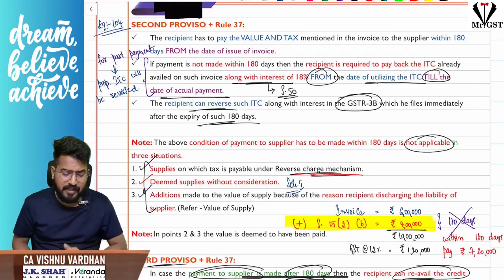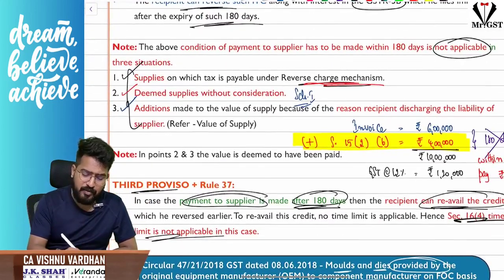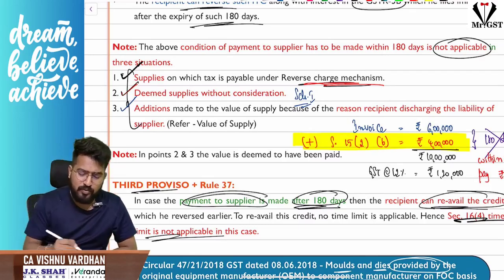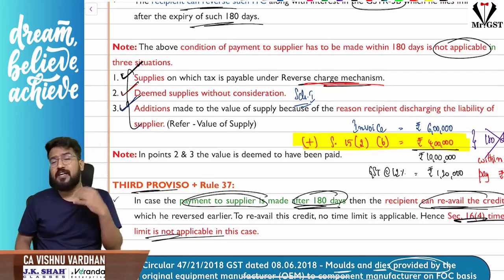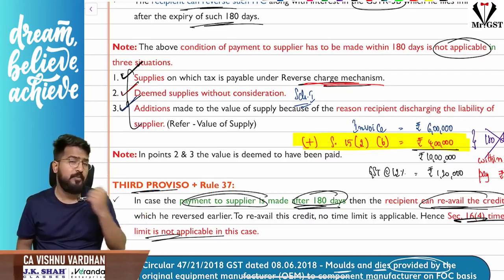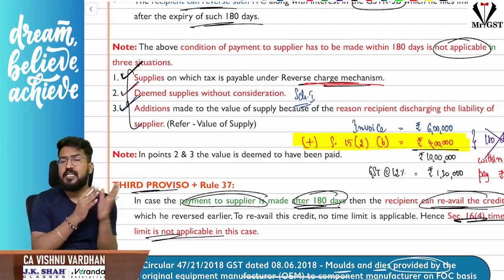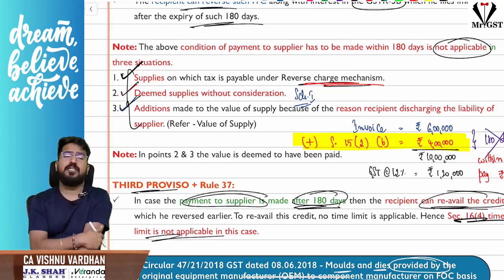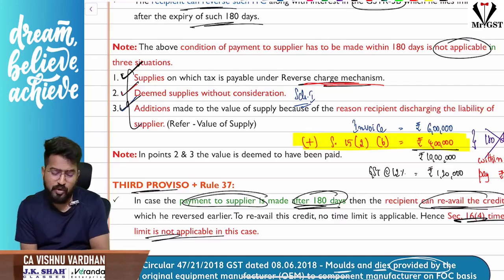Now this 180 days reversal concept is not applicable for these three cases. Number 1, supplies covered under reverse charge mechanism. Number 2, deemed supplies without consideration, that is Schedule 1 transactions. And number 3, whatever additions we have made to the value of supply, if you remember Section 15 subsection 2 inclusions, the obligation of the supplier discharged by the recipient, so that is added to the value of supply because it is already discharged by the recipient. So again the recipient will not pay that amount to the supplier.